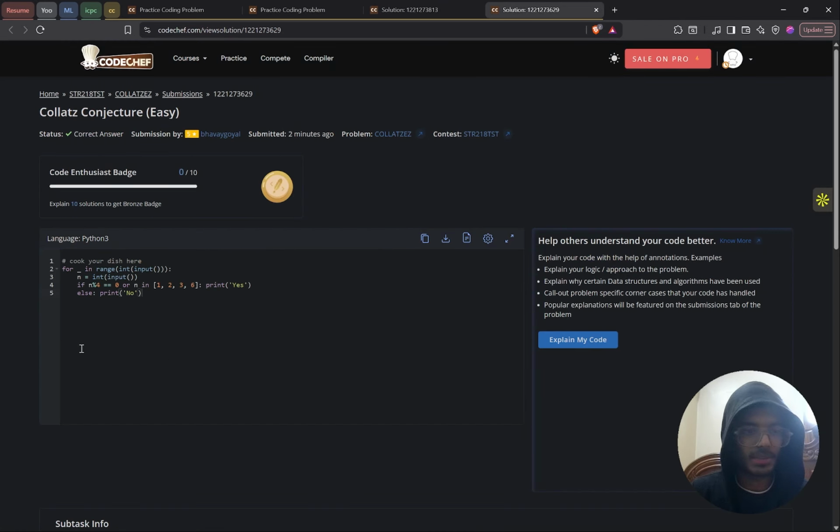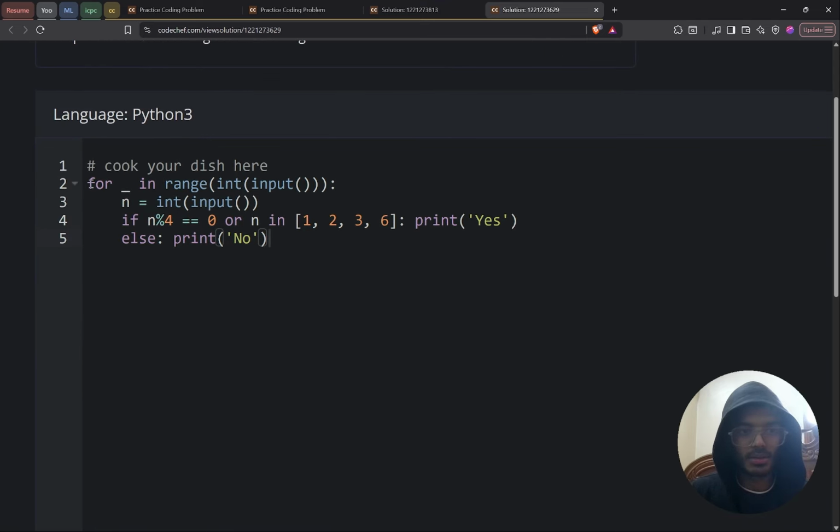Now let's see the solution in Python. So we'll just run a loop for each test case. We'll take an input of n. Now we'll simply check if n modulo 4 is 0 or n is equal to 1, 2, 3 or 6. If it is, we'll print yes. Otherwise we'll print no. And yeah, that's pretty much the whole solution.